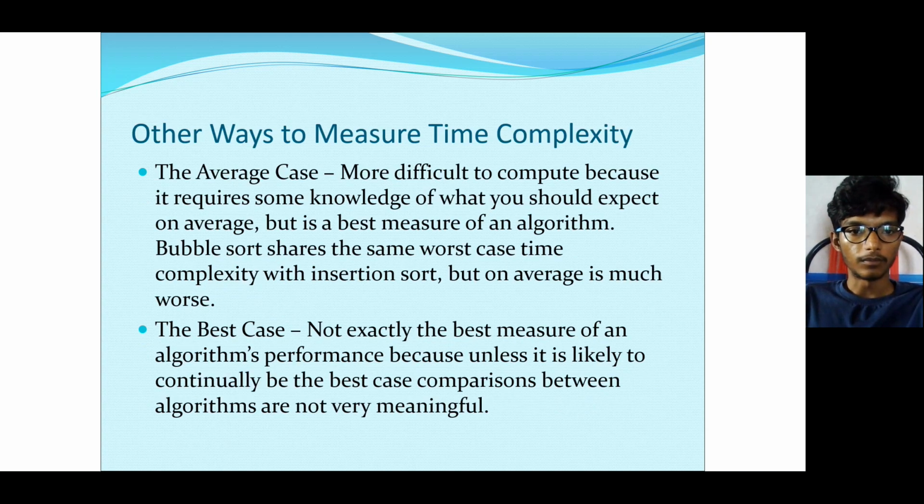Other ways to measure time complexity: the average case. It is more difficult to compute because it requires some knowledge of what you should expect on average, but it is the best measure of an algorithm. Bubble sort shares the same worst case time complexity with insertion sort, but on average is much worse.